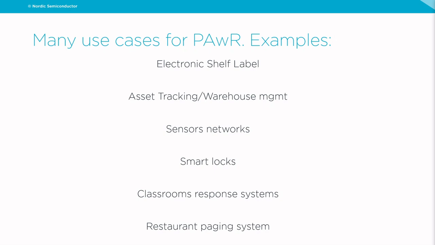PAwR in general can be used for sensor networks, for building automation or office management, for example. Whenever you have low power sensors that need to be controlled, it has a good fit. It can be used for smart locks when you have many locks nearby a single access point. But it can be used also in other types of applications, like classroom response systems or restaurant paging systems. Even if you have fewer than 100 devices to control, PAwR may help reduce the burden on the access point, which can then dedicate the resources to other activity more efficiently. So if you have many devices to be handled, PAwR in many cases is a no-brainer.